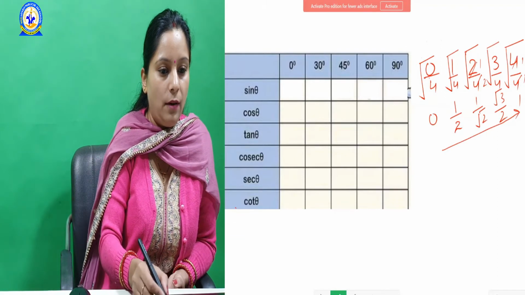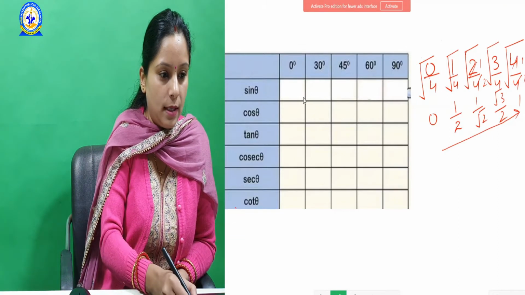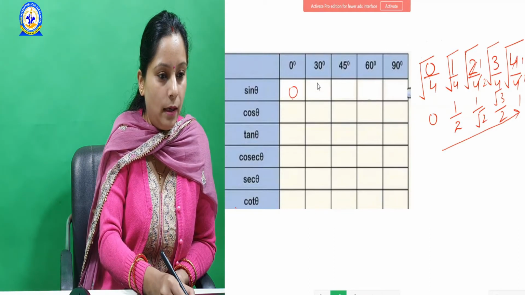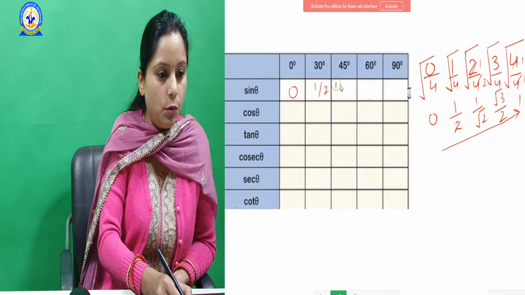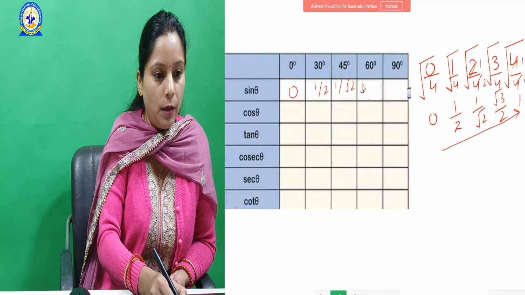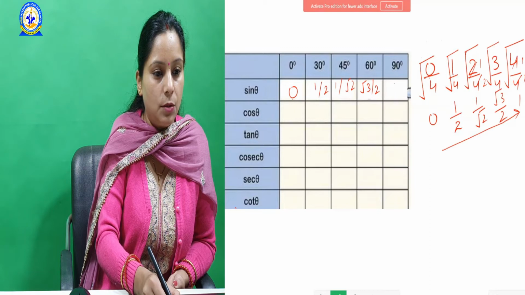Now start filling the grid in this order. Sine 0, our first value, is 0. Next we have 1 upon 2, so sine 30 is 1 upon 2. Next we have 1 by root 2, so sine 45 is 1 by root 2. Next we have root 3 by 2, so sine 60 is root 3 by 2. Next we have 1, so sine 90 is 1.